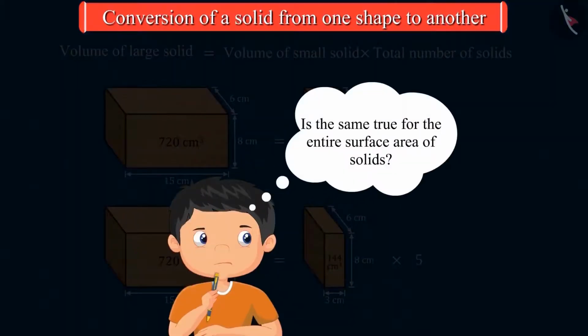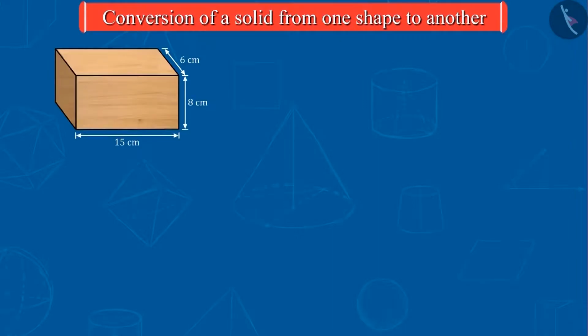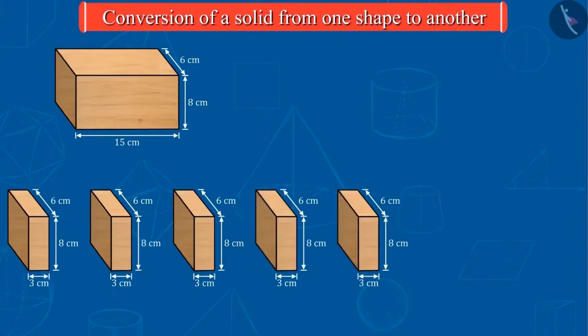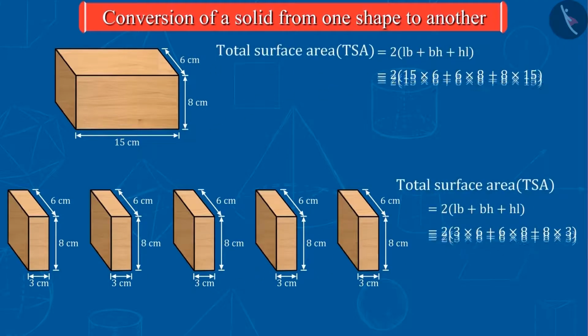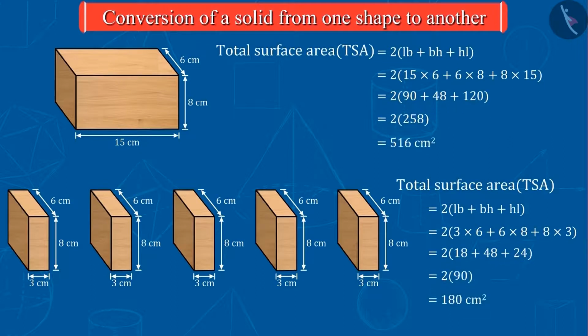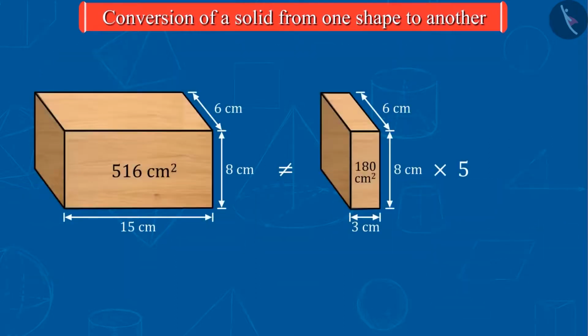Is it true for the entire surface area of solids? If we take this piece of wood and calculate the surface area of these 5 pieces made from it, you can see that this statement is false for the surface area of solids. Is it applicable only to solids of similar shape? No. This is true for all solids.